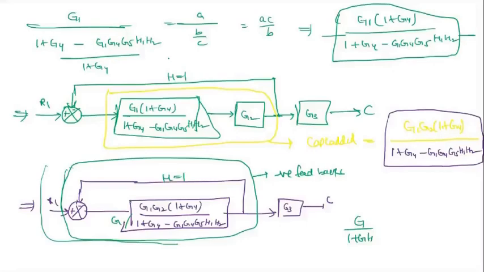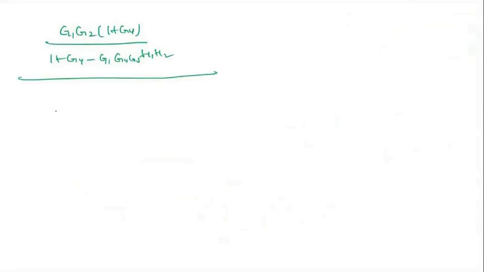G is G1, G2, (1 plus G4) by (1 plus G4 minus G1, G4, G5, H1, H2). This is the value of G, right? The value of G by 1 plus GH. So again, we need to write this G value: G1, G2 into (1 plus G4) by (1 plus G4 minus G1, G4, G5, H1, H2). This is the value of G into H.